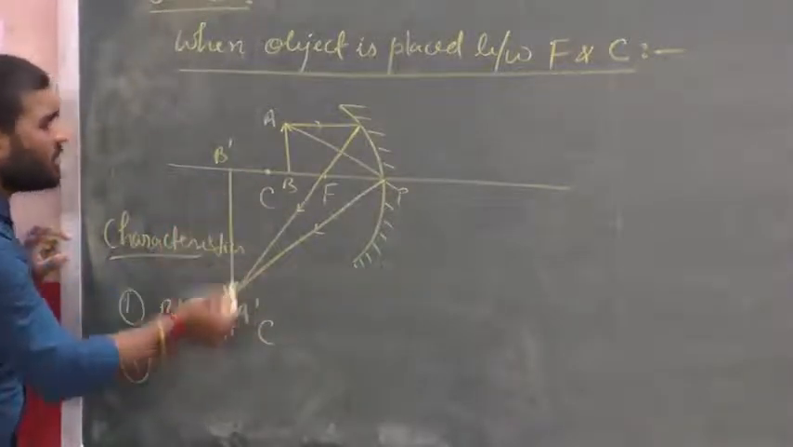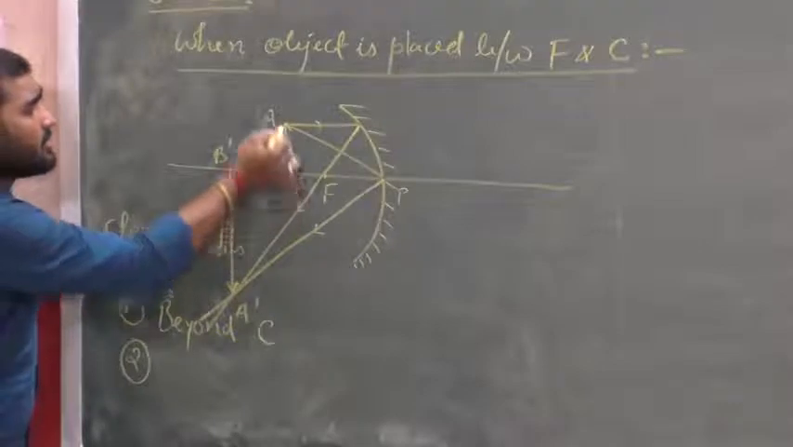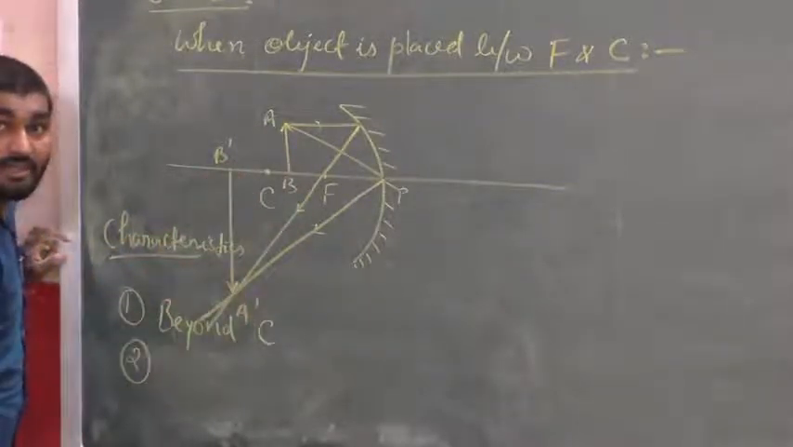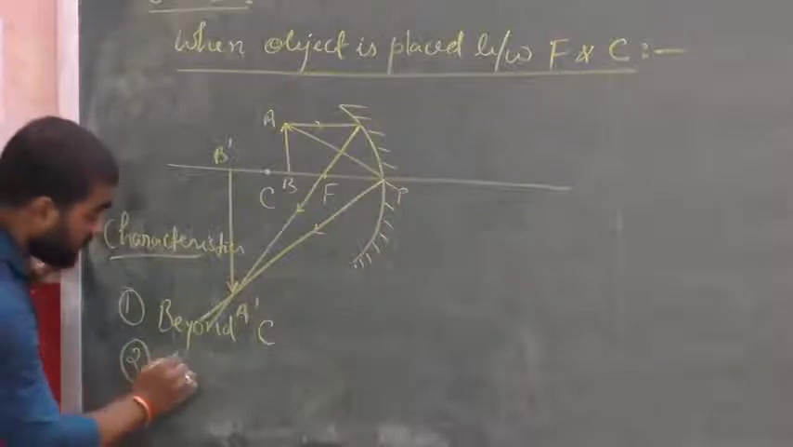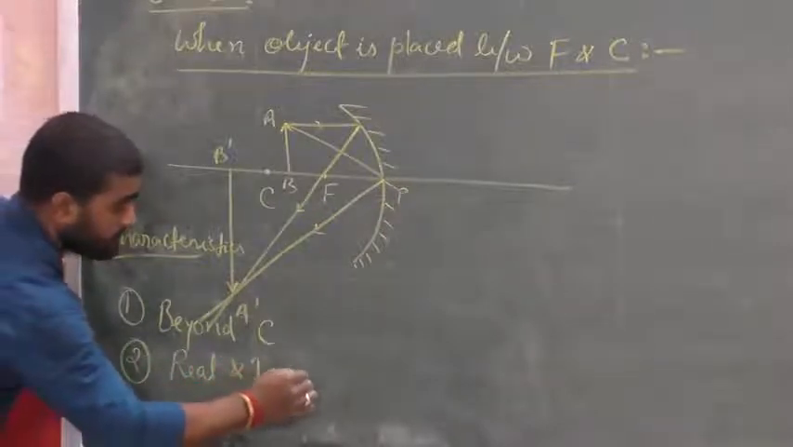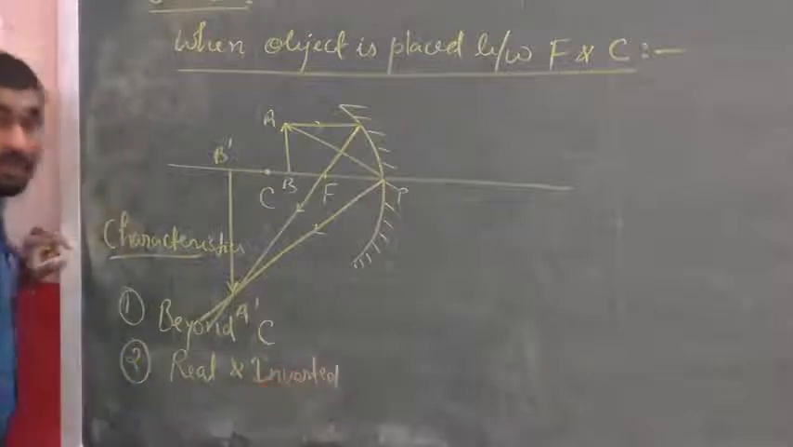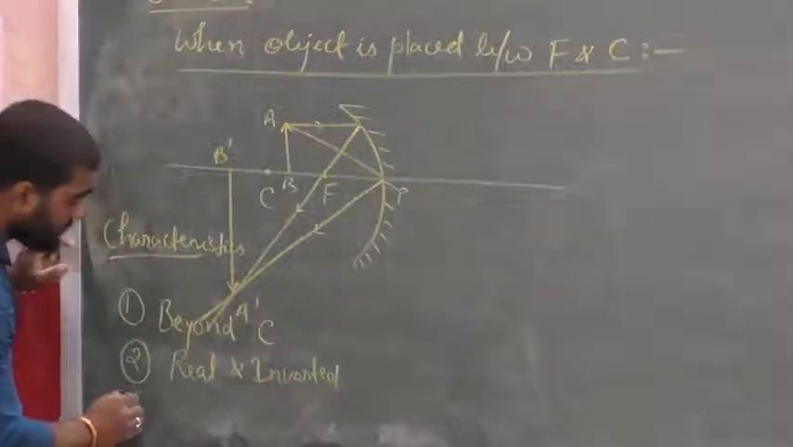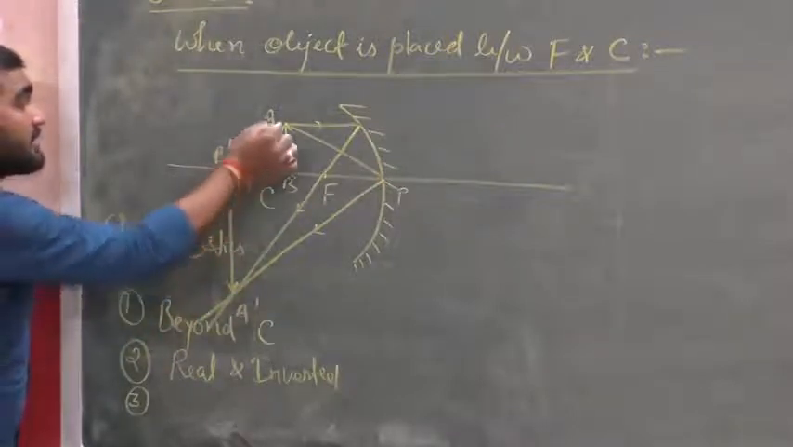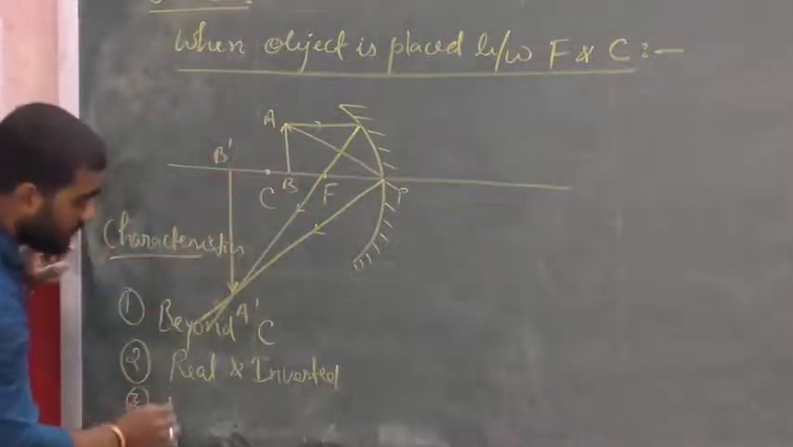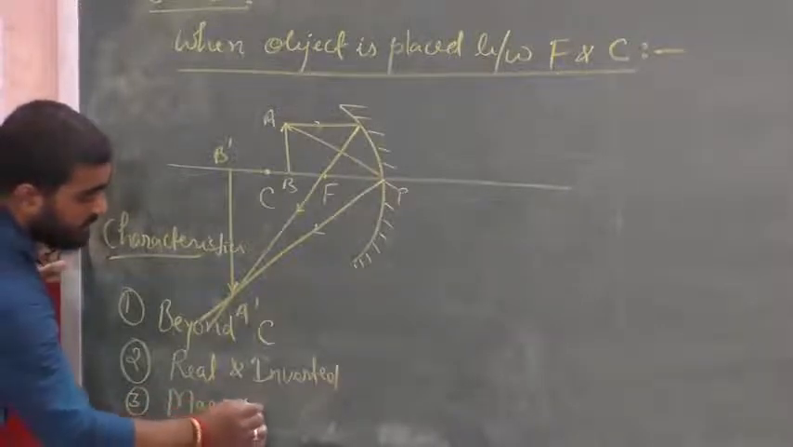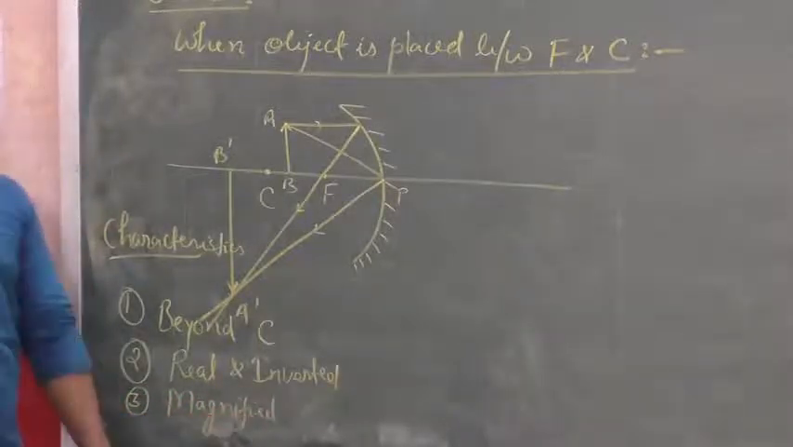You can also see here the object is erect, and the image formed is inverted. So a real and inverted image is forming. In third, you can see it is magnified, because it is larger than the object. So you can say the image formed is a magnified image. Here a magnified image will be formed.